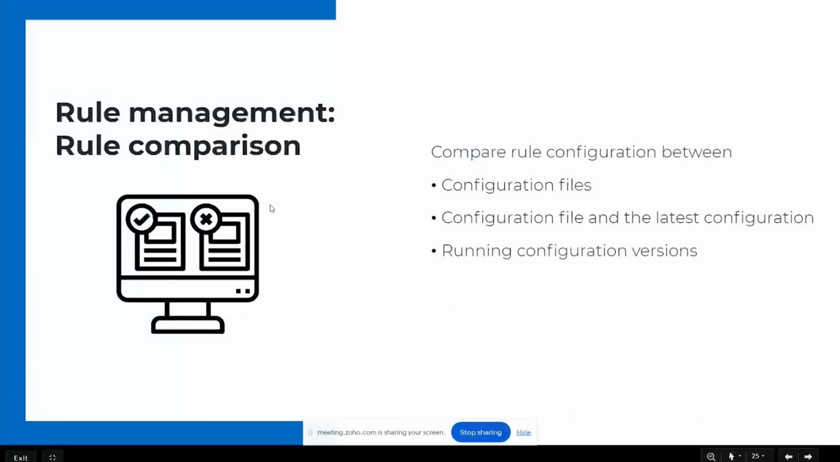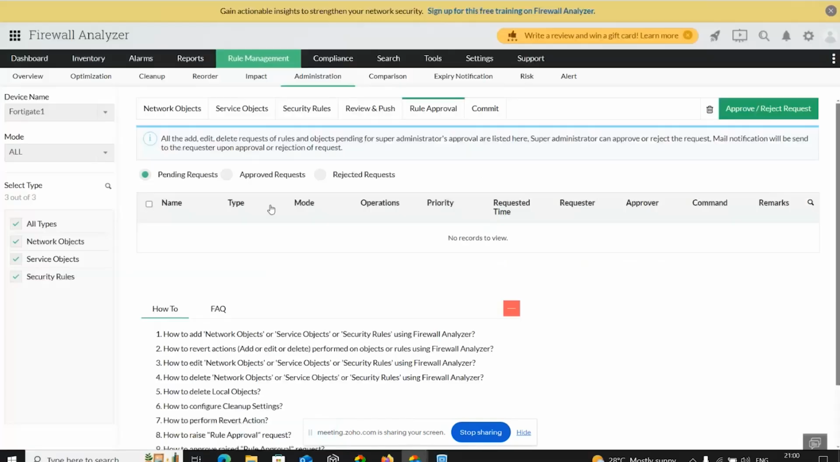So we will take a look at the rule comparison feature. This feature will allow Jim to easily pinpoint changes that were made to the rule configuration by comparing configuration files between any two versions, whether they are a running file or an offline file. This feature will help identify changes that are made to the firewall rules across various configuration versions. Let me show you how this will work. We'll go to the comparison tab.